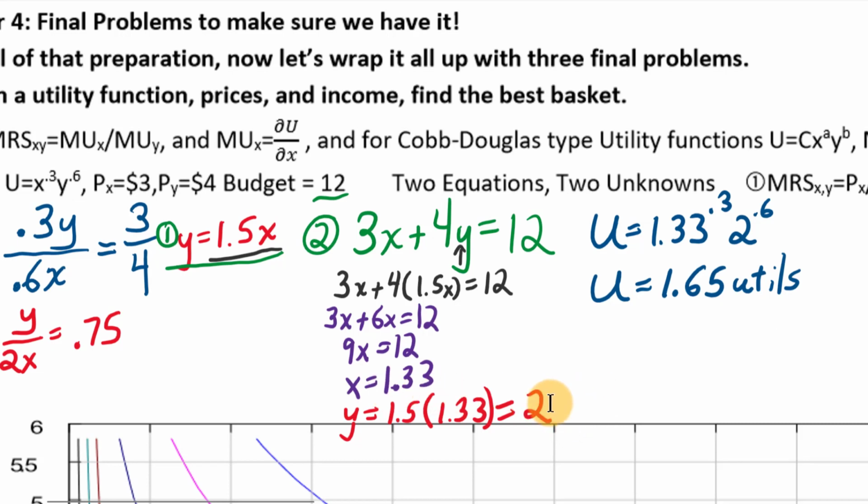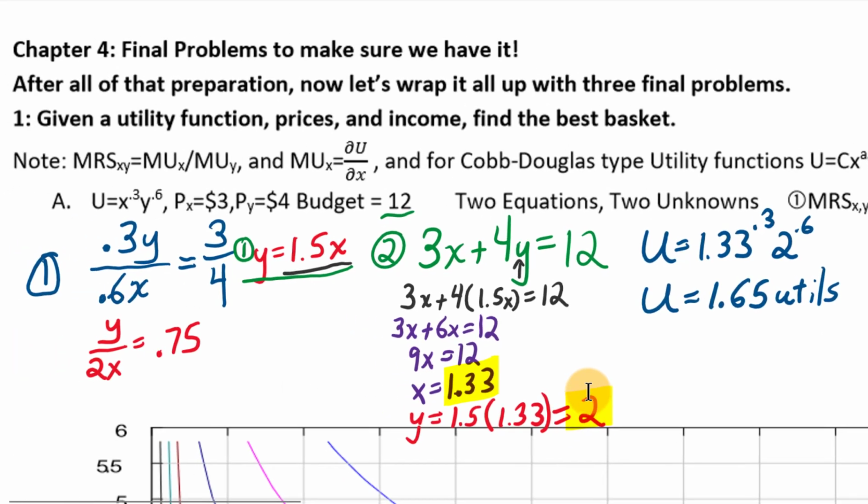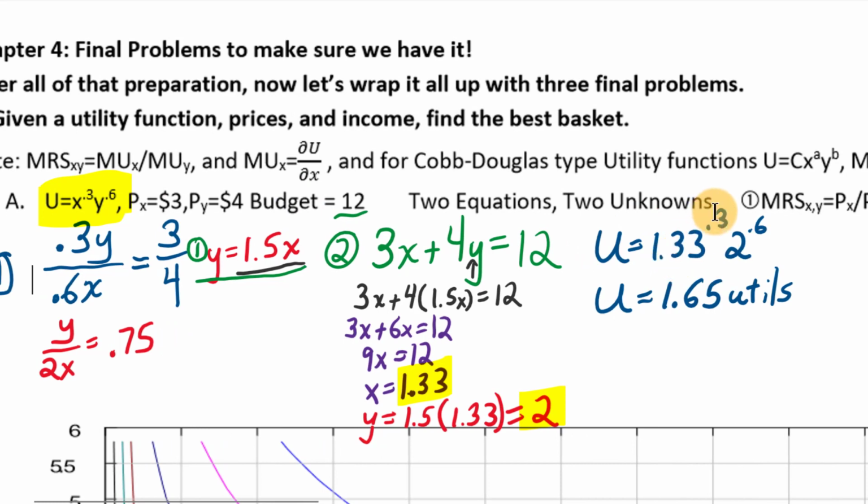Now we want to know the utility level, so we plug those two values back into our utility function over here. And when we plug those in, we just raise the x value to the 0.3 power, multiply it times 2 raised to the 0.6 power. I'm getting about 1.65 utils. So a little more than 1.5, not quite 2.